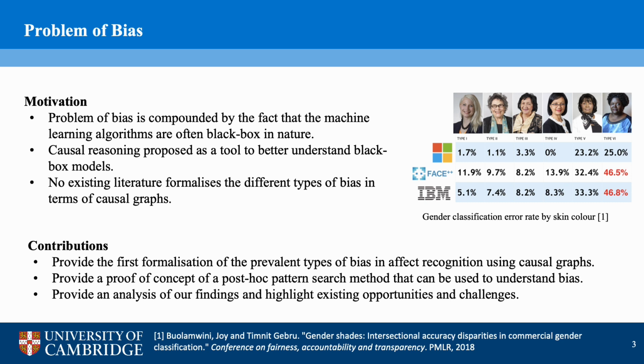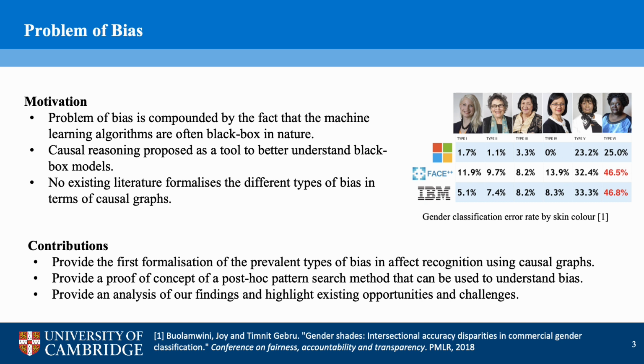This problem of bias is compounded by the fact that the machine learning algorithms are often black box in nature. As such, it makes it difficult to understand the source of bias and debias the outputs as a result. Causal reasoning has been proposed as a tool to better understand these black box systems. In addition, no existing literature has formalized the different types of bias in terms of causal graphs.